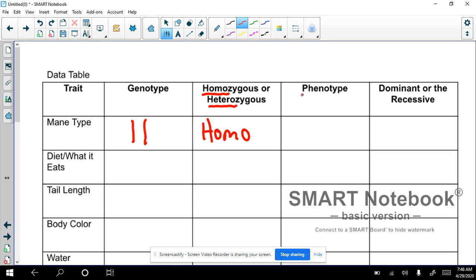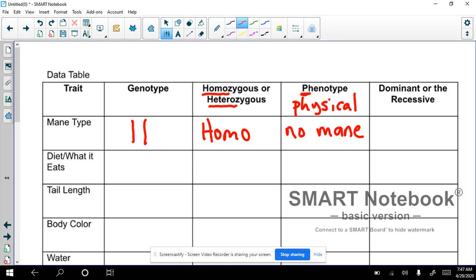Phenotype, I always remember phenotype begins with a P. Phenotype is physically, what do I see? So physically, my genotype, my genes was little l. Physically, we looked in the chart, it said no mane. Okay? No mane.